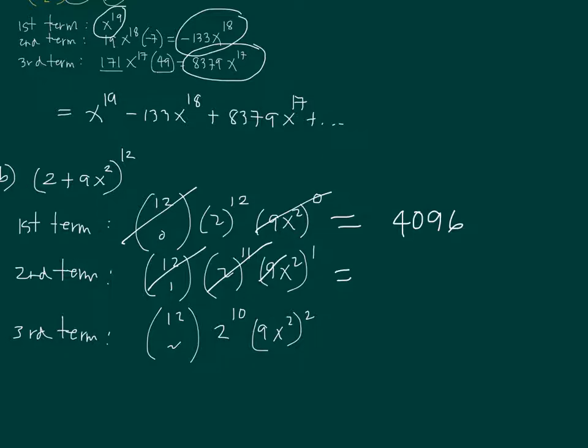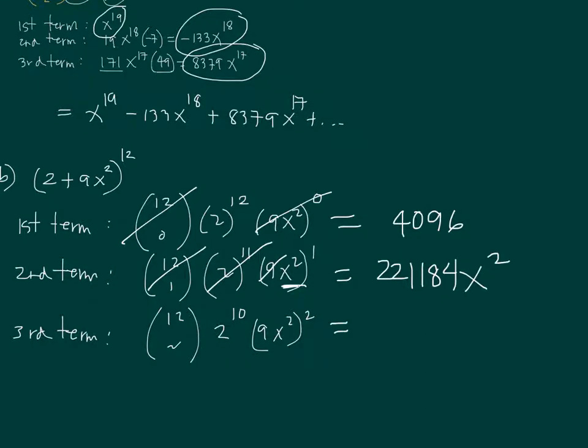So 12 times 2 to the 11 times 9. Okay, so 12 times 2 raised to 11, and then times 9, it should be 221184. And x squared raised to 1 is x squared, so that's the second term.